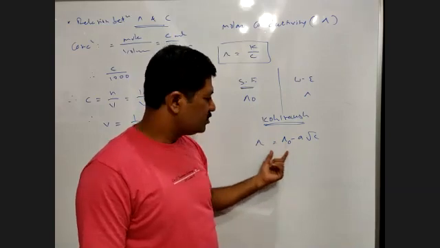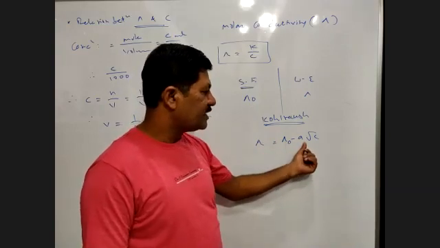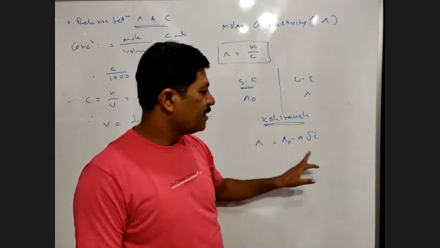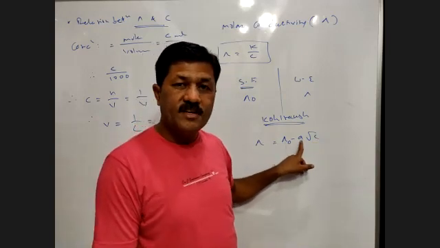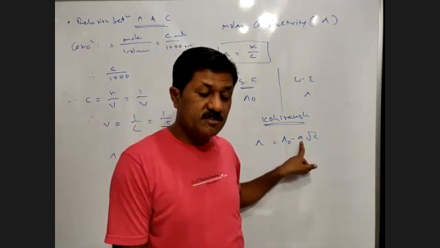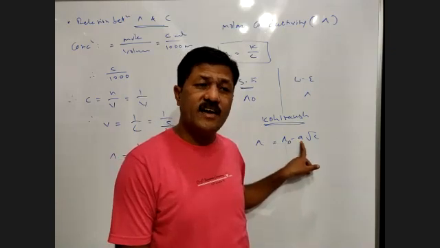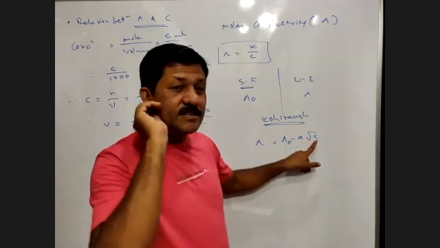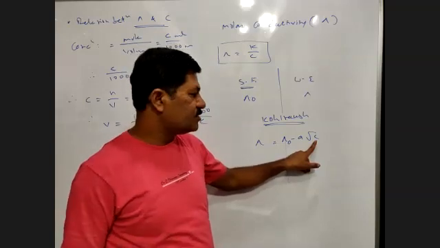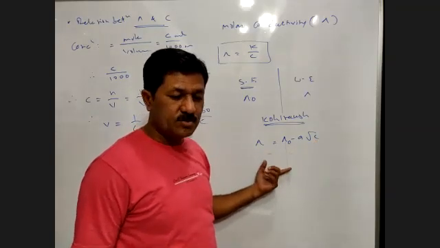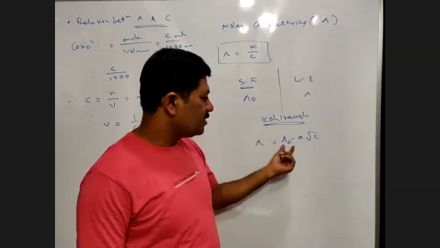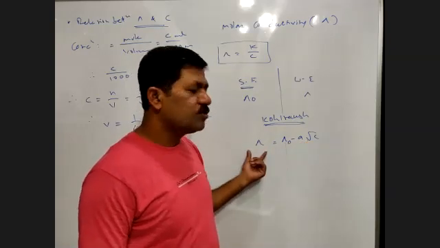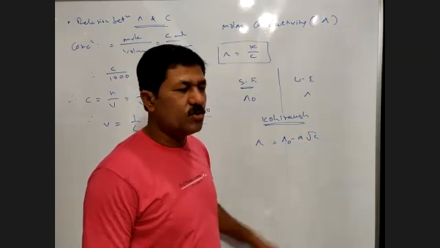So according to Kohlrausch, lambda is equal to lambda naught minus a into root c. Here a is a constant that depends upon the nature of the substance. Every substance has its own a; HCl's is different, H2SO4's is different. And this c is nothing but the concentration, so root c is the root of the concentration. So if we have lambda naught, a and the concentration, we can calculate lambda. This is according to Kohlrausch.